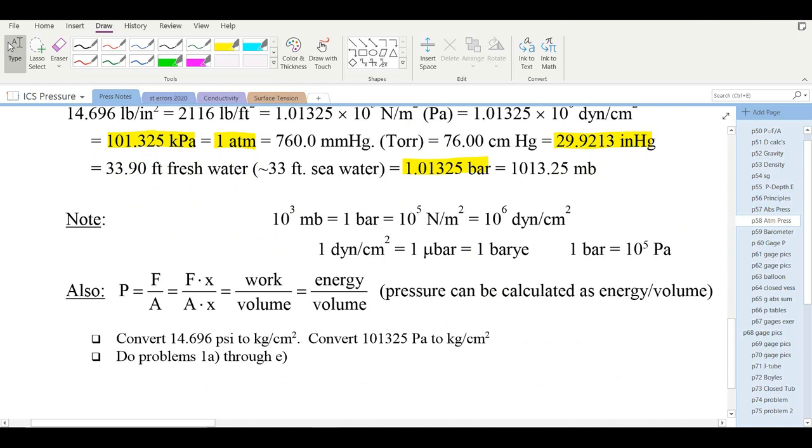Let me just point out to you that pressure, which is force per unit area, we can take this equation and multiply numerator and denominator by the same value. In this case, it'll be displacement or distance. Force times displacement is work. Area times distance or displacement is volume. So you can actually calculate pressure in terms of energy per unit volume, which we'll see later on.